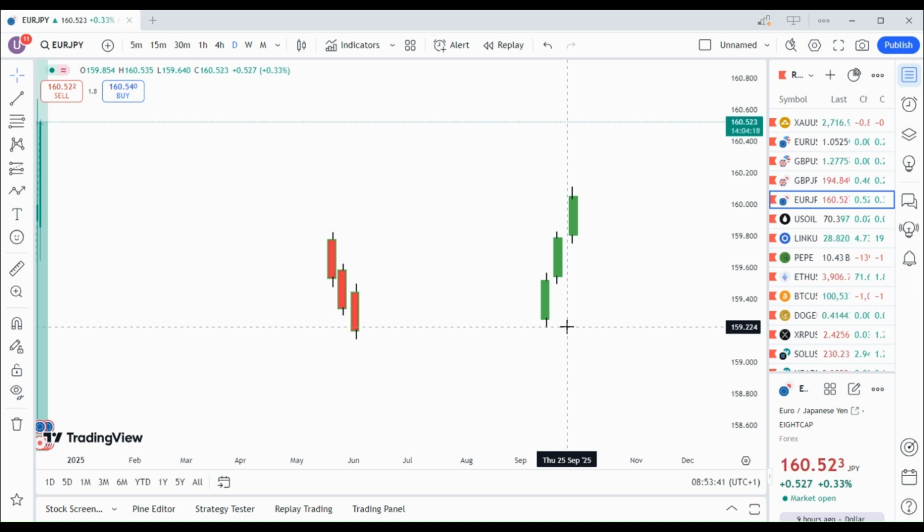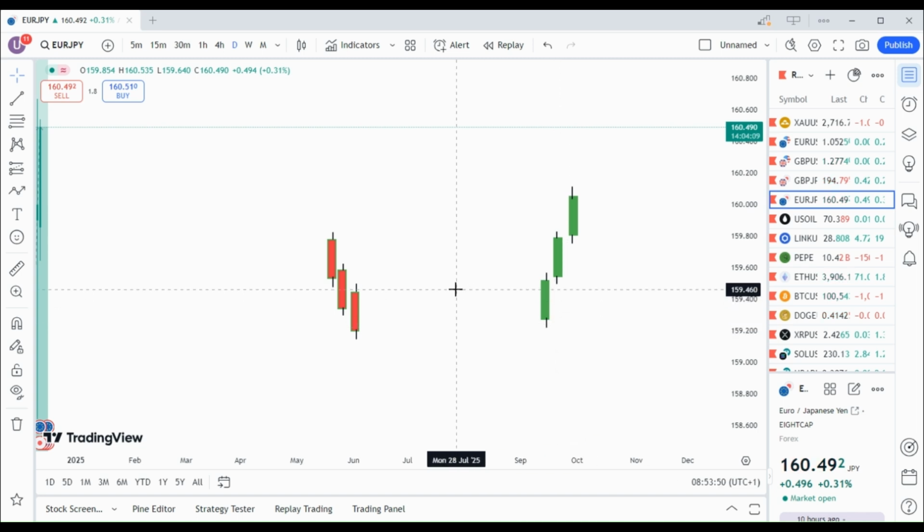So a fair value gap could be referred to as a price gap in the chart that exists between two levels. So let me explain this using this chart on this screen. So let's go.